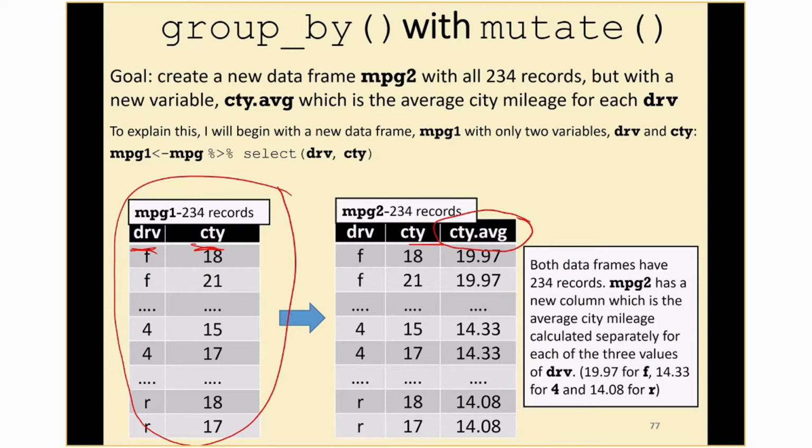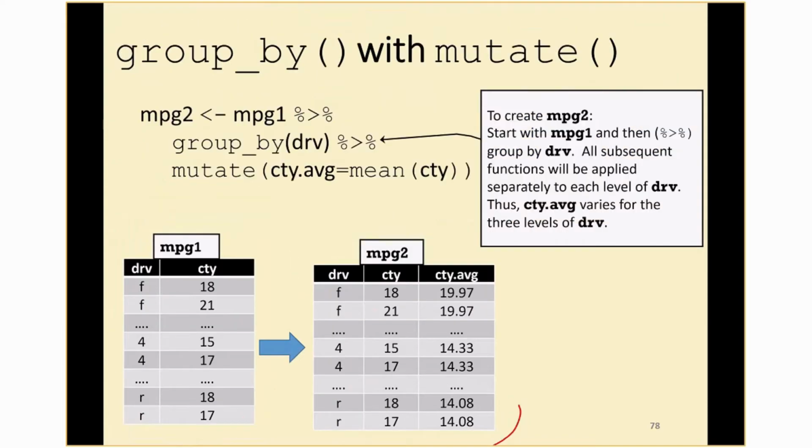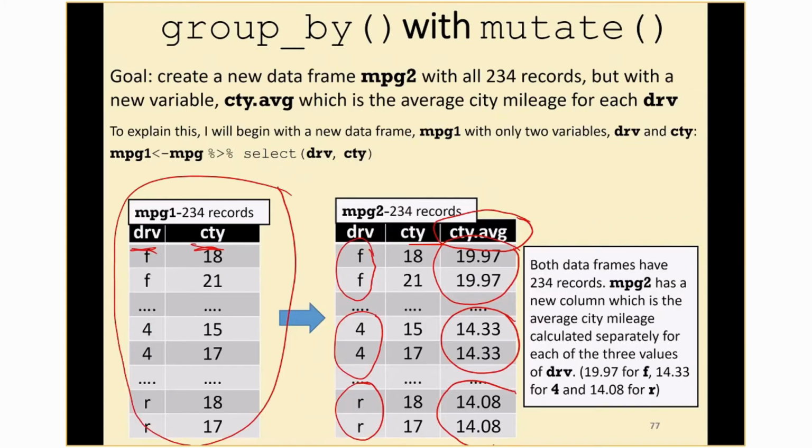But here's the trick. The trick is that in MPG, 106 of those vehicles are front-wheel drive. On average, those 106 vehicles have a city mileage of 19.97. In the initial data frame, there are 103 records associated with four-wheel drive vehicles. Their average city mileage is 14.33. There's 25 vehicles that have rear-wheel drive, and their average mileage is 14.08. So you can see what I'm trying to do.